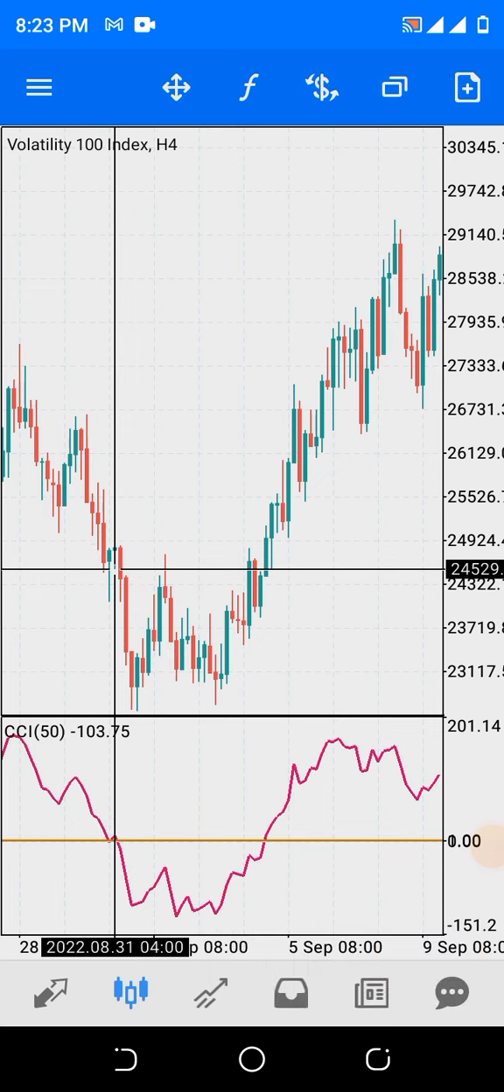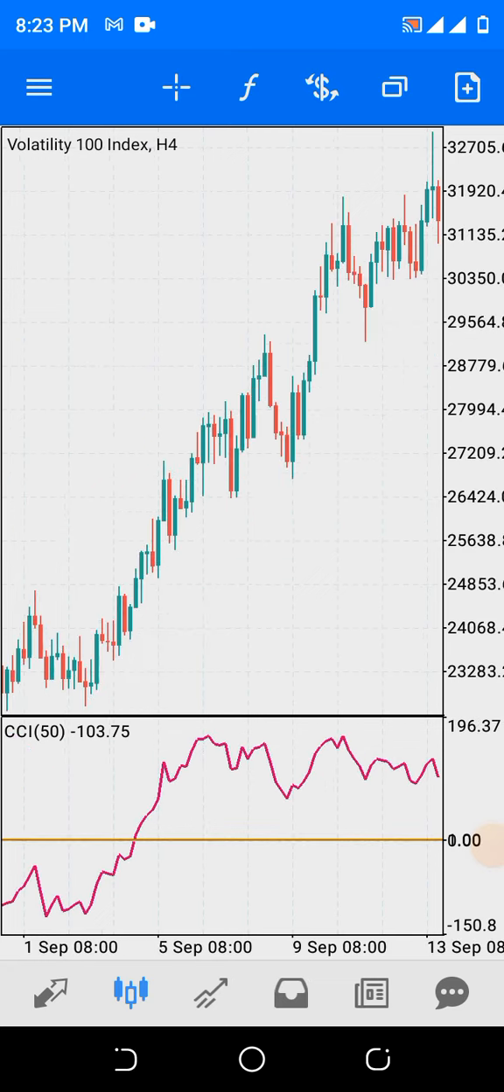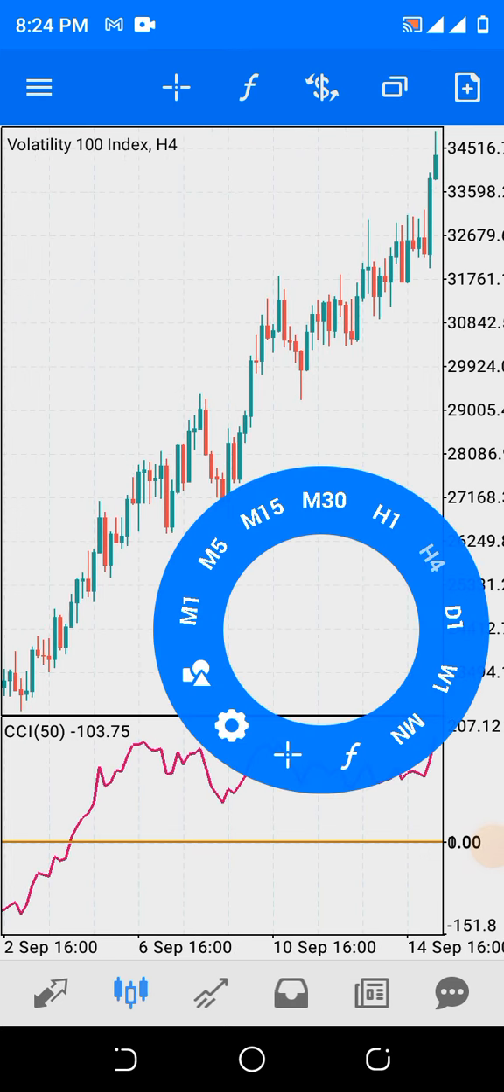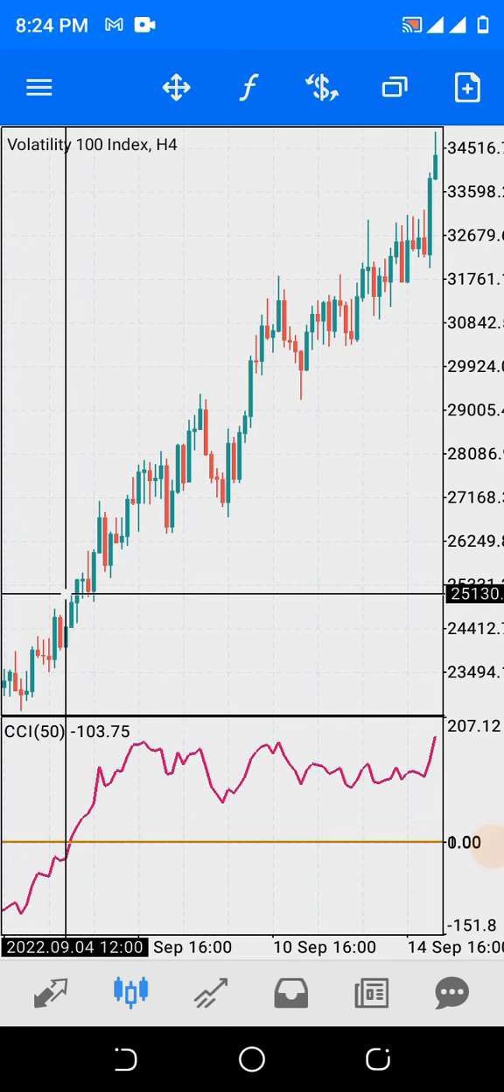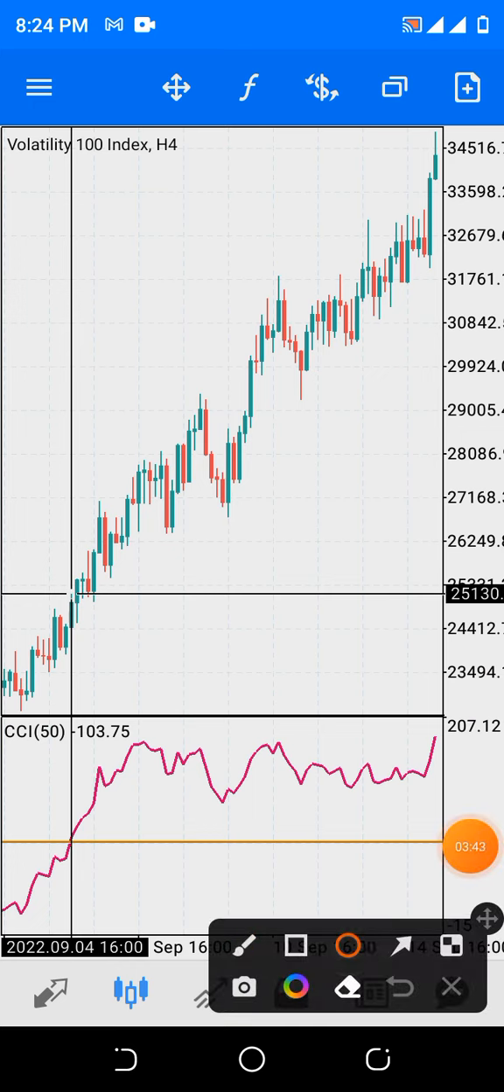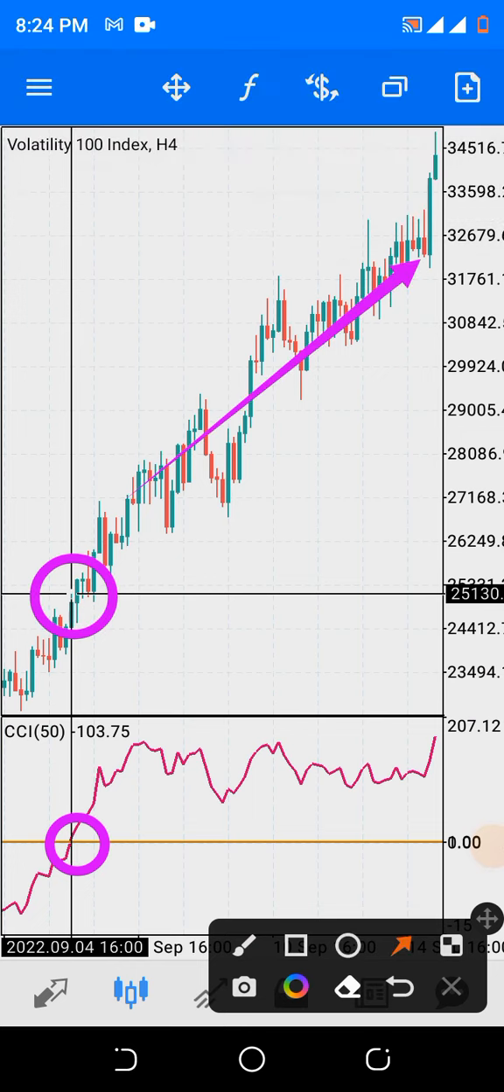Now we move. Look at another crossing here. So I want you to make your buy entry. Look at the crossing here. I want you to make your buy entry here. Buy entry there. And this is a huge profit. This is excess profit. Do you understand? Now we move.